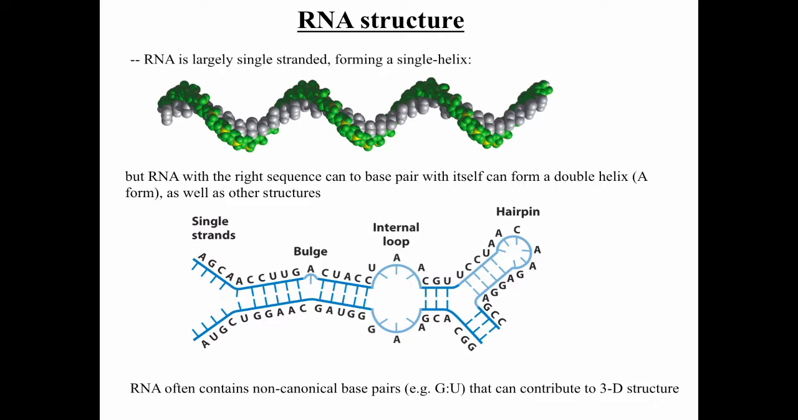Okay, and so RNA often contains, like I said, non-canonical base pairing. For example, G base pairing with U, and that's going to contribute to the overall three-dimensional structure.